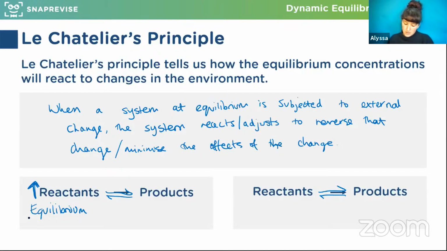Okay, so equilibrium. If we've increased the amount of reactants, then what's going to happen to the equilibrium? Thank you. That's brilliant. Thank you very much.